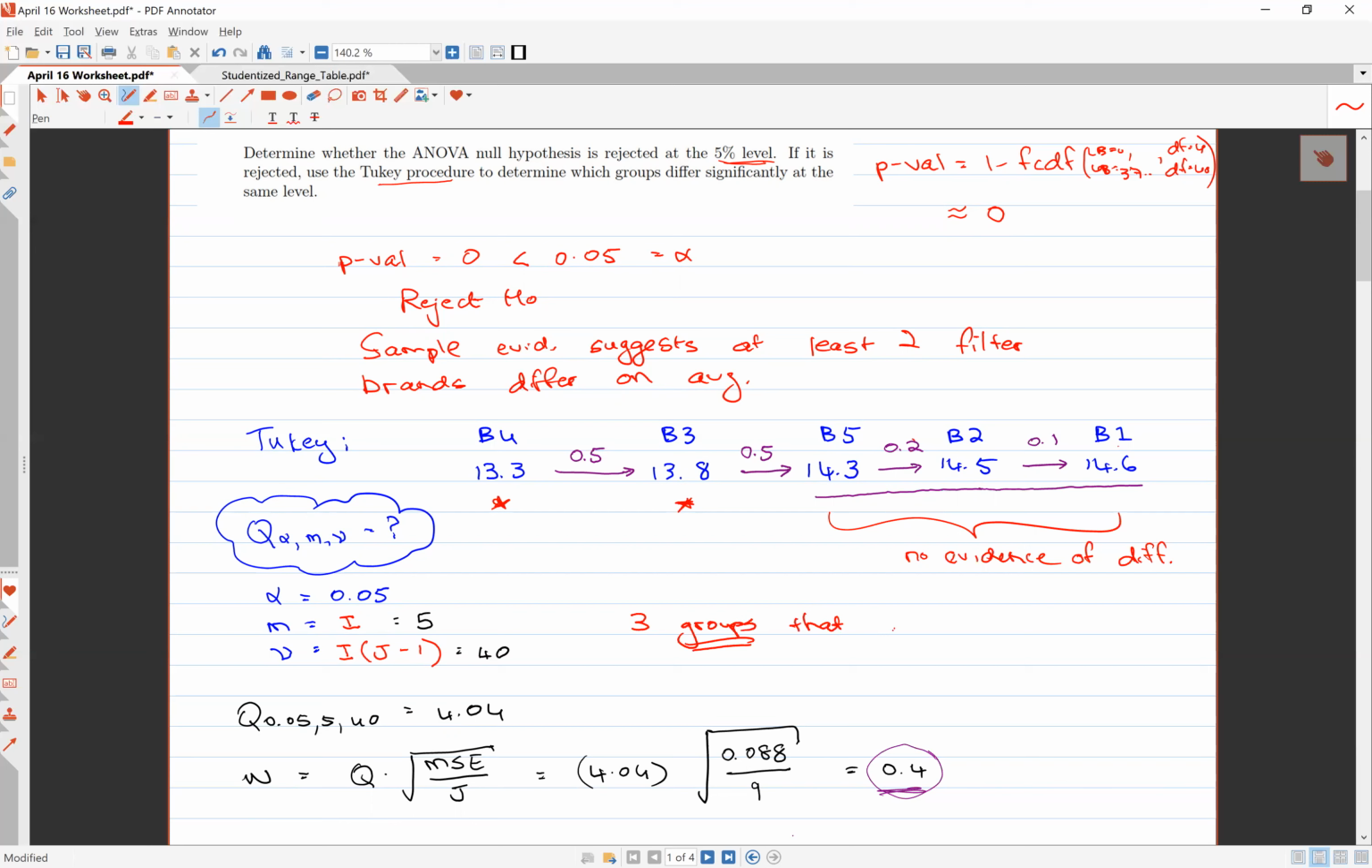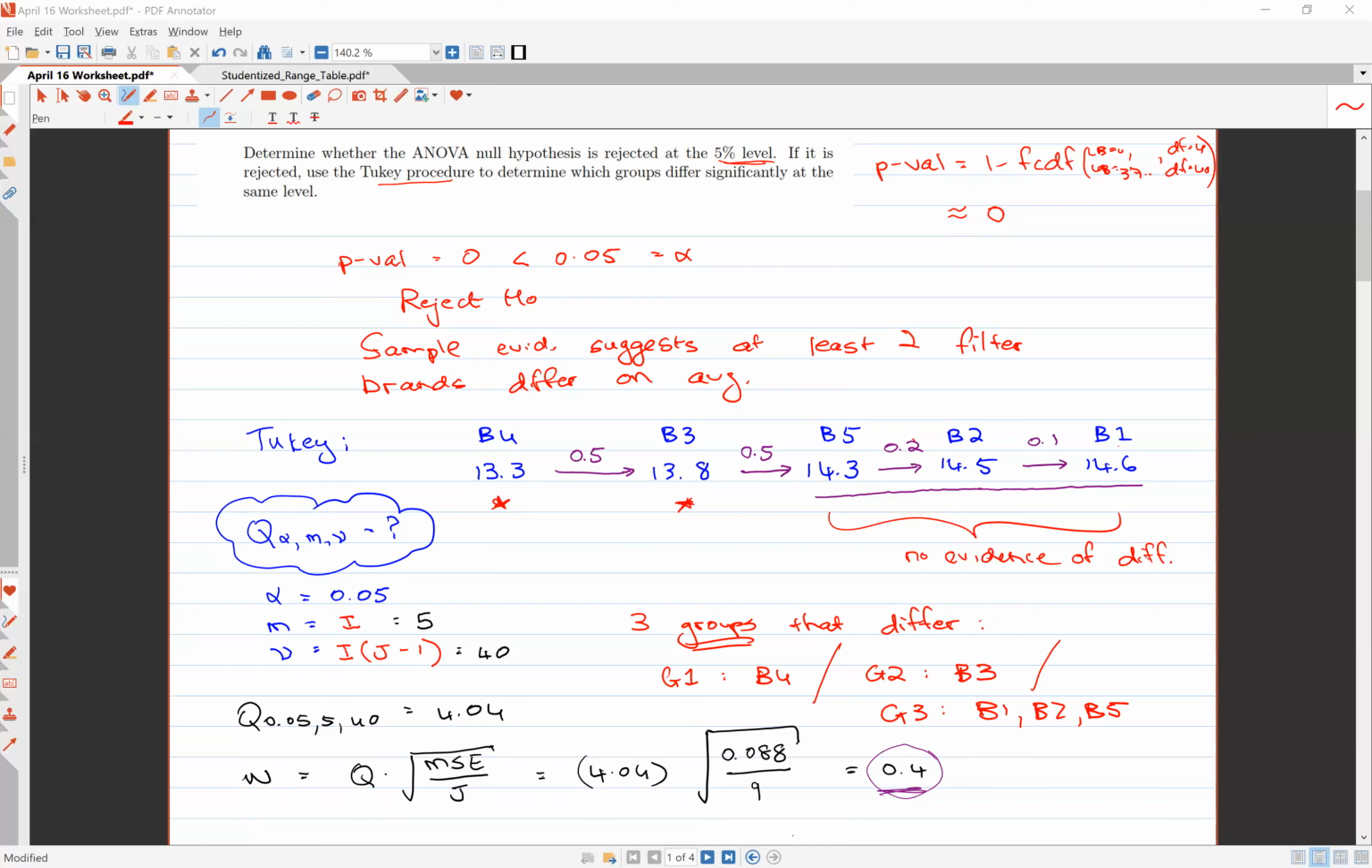I can say there are 3 groups that differ. Group 1 is just brand 4. Group 2 is just brand 3. And group 3 is brands 1, 2, and 5. Now, we'll see, we don't always have this kind of clear delineation, but in this case, we do.